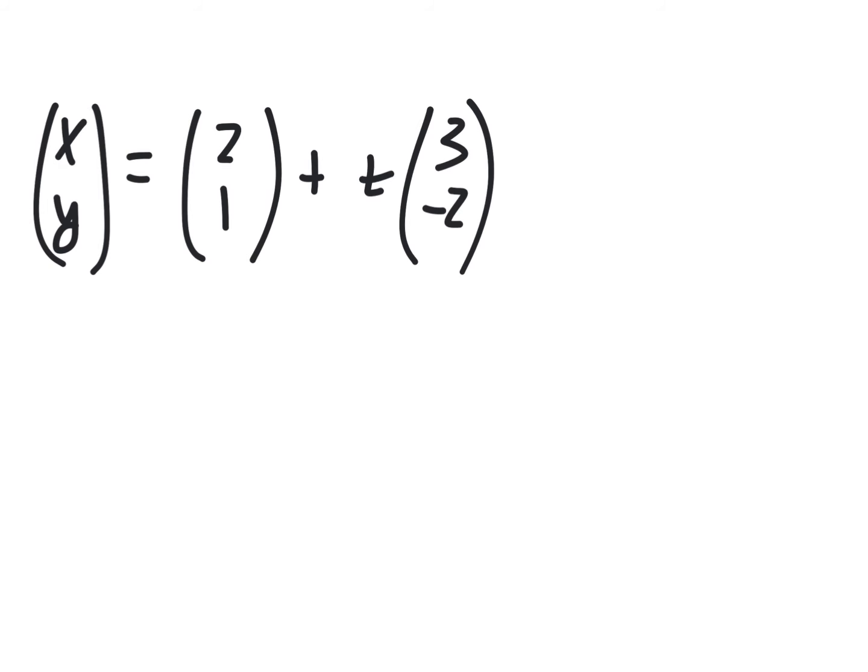Mr. Downen, what's the first equation? X equals? I got x equals 2 plus 3t. Keep going. And y equals 1 minus 2t. Nice. Now imagine for a moment if they just gave you that.